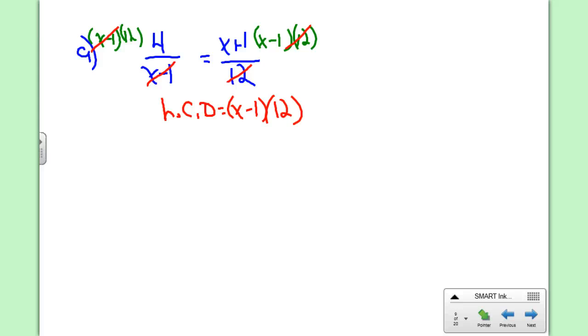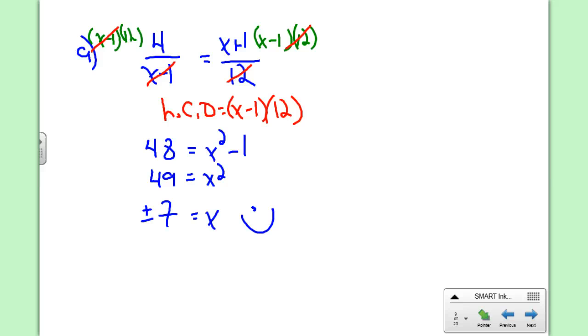So now I'm left with a really nice equation of 48 is equal to, and I multiply that out, I get x squared minus 1. That means that x squared is equal to 49, so x equals plus or minus 7. And that doesn't conflict with my non-permissible values, so that's why the answer is plus or minus 7.